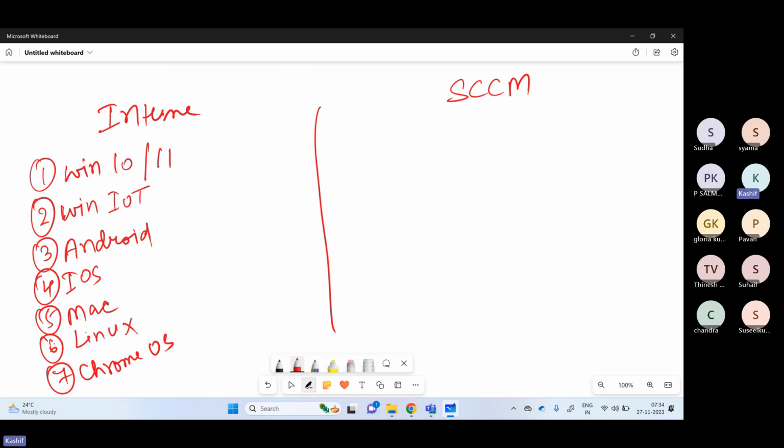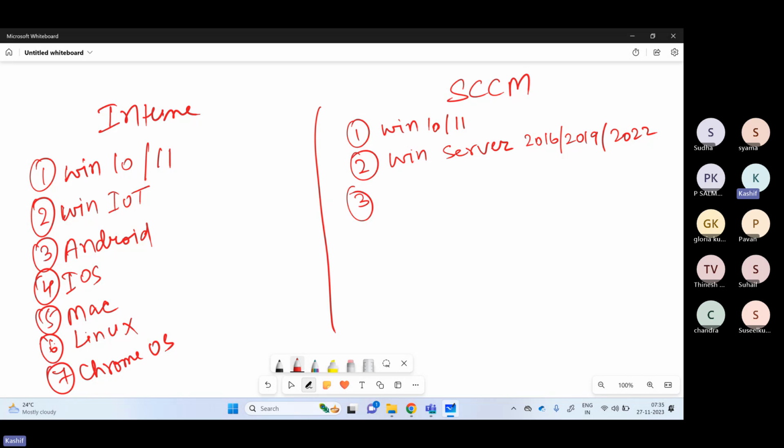However, from SCCM, you can manage Windows 10 and 11, plus Windows Server. From Intune, you cannot manage Windows Server. So you can manage Windows Server 2016, 2019, 2022 from SCCM. From SCCM, you can also manage MacBooks. These are the only operating systems you can manage from SCCM. However, from Intune, you can manage the operating systems mentioned earlier.